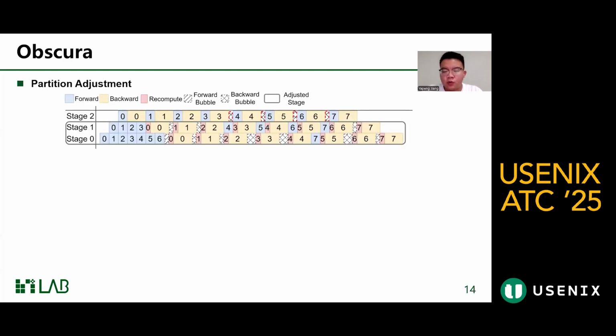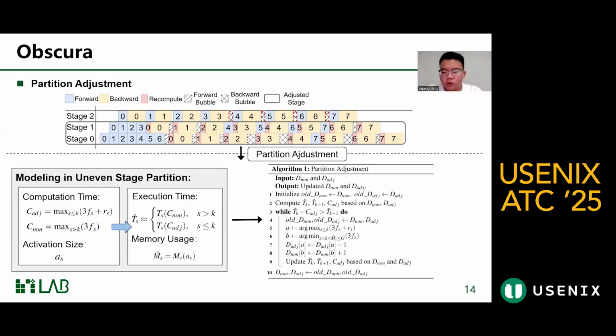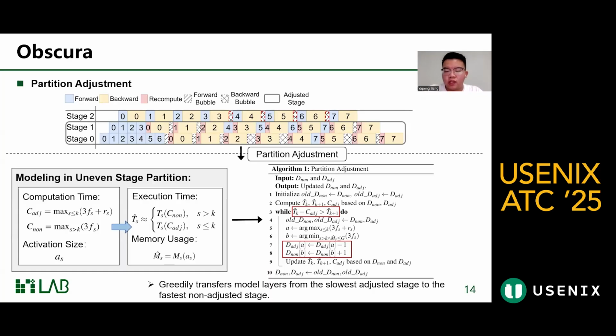To address the third challenge, we propose partition adjustment. Since different stages may require different numbers of layers to balance computation, we first model uneven stage partitioning, as shown in the left equation. Here, the upper C denotes the total computation time per macrobatch for the slowest adjusted or non-adjusted stages, and A_S represents the activation size per macrobatch in each stage. We substitute this into our previous formula to estimate execution time and memory usage. Next, we introduce a partition adjustment algorithm that greedily transfers layers from the slowest adjusted stage to the fastest non-adjusted stage, aiming to balance computation across stages as much as possible.